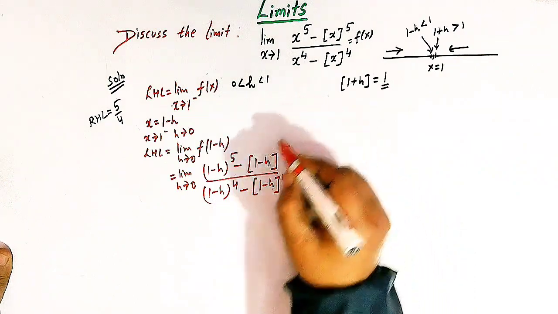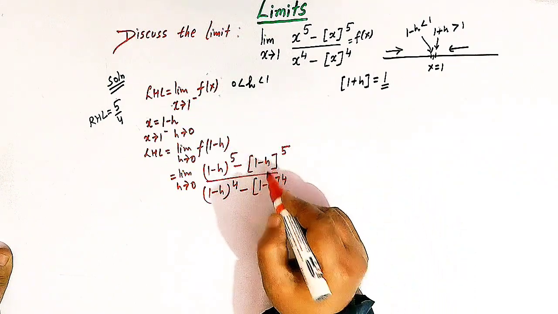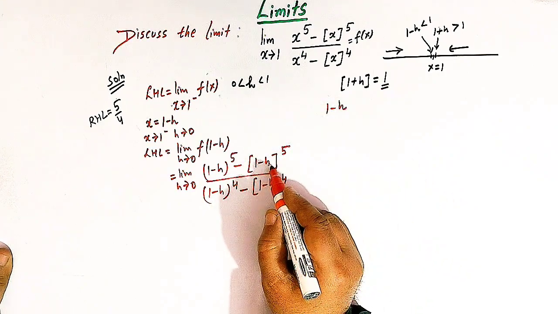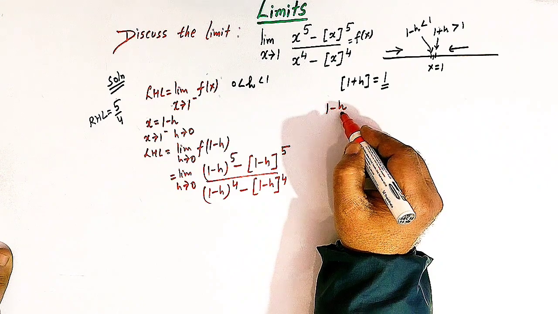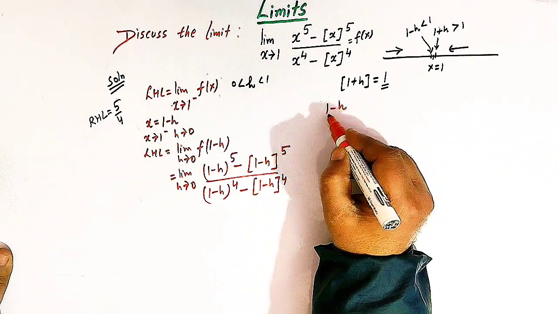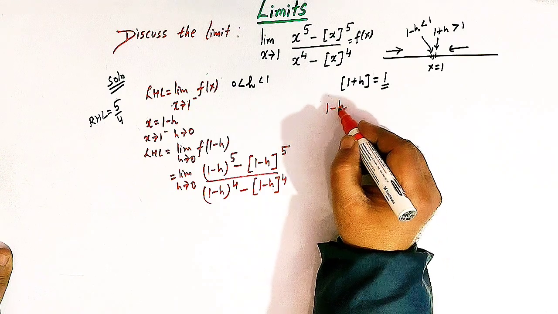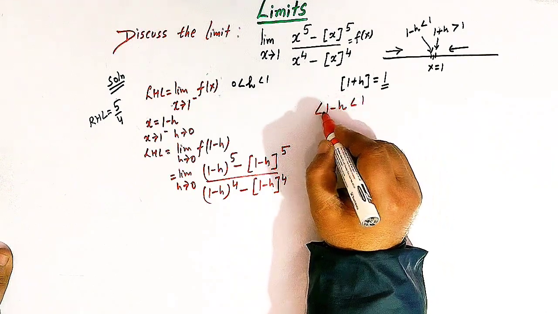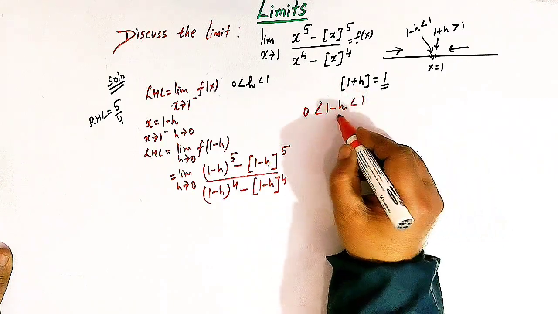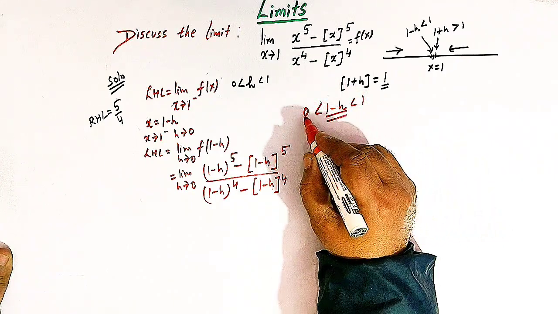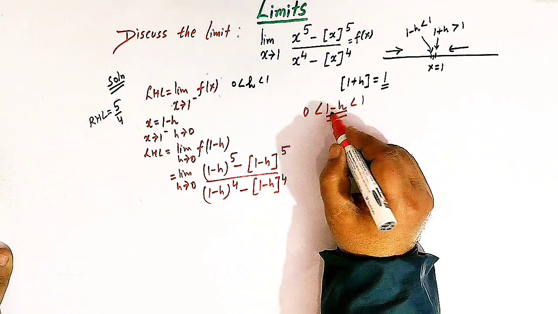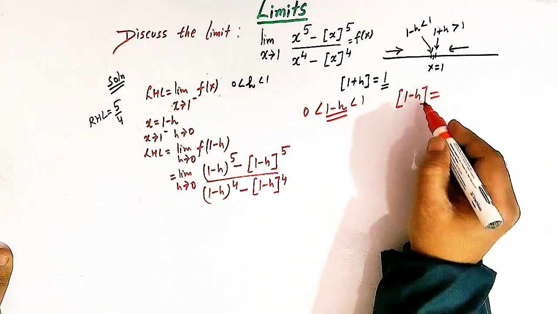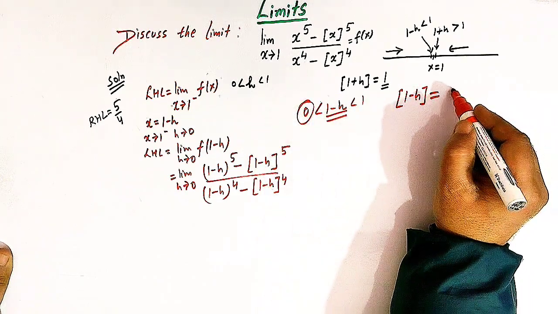Okay, so now we'll make use of the definition of the greatest integer function. So this quantity 1 minus h, because h is a positive quantity, right? And when we subtract h from 1, then this number is slightly less than 1, but it is greater than 0, right? Okay, so 1 minus h lies between 0 and 1, and the greatest integer of 1 minus h is equal to 0, right?